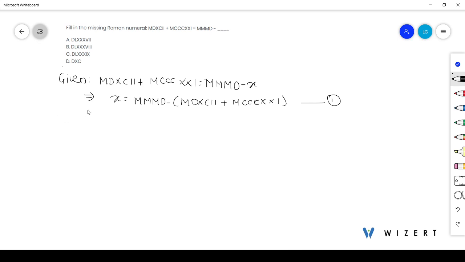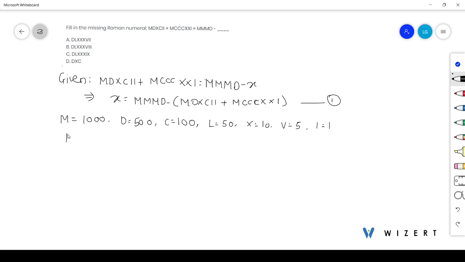Now let us convert these Roman numerals to numbers. For this, first find the Roman symbols for the numbers. M denotes 1000, D denotes 500, C denotes 100, L denotes 50, X denotes 10, V denotes 5, and I denotes 1.